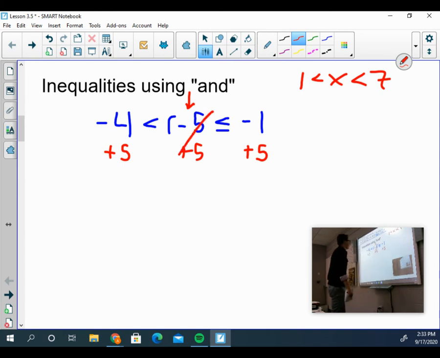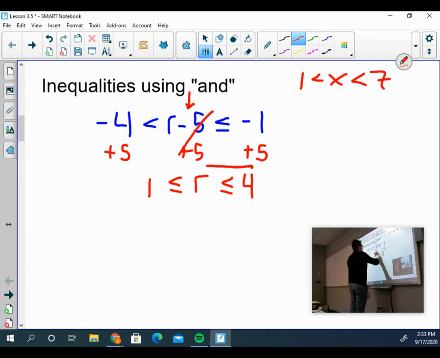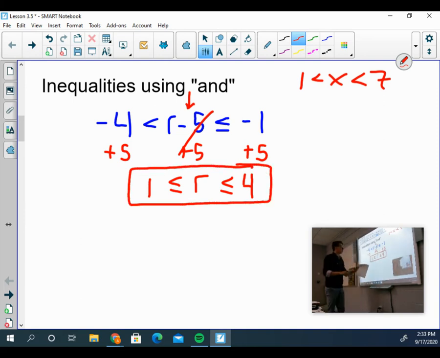So -5 plus 5 will cancel. I know that -1 plus 5 is 4. R is again by itself now in the middle, happily. And -4 plus 5 is 1. Therefore, the solution to my compound inequality would be any value for r between 4 and 1.